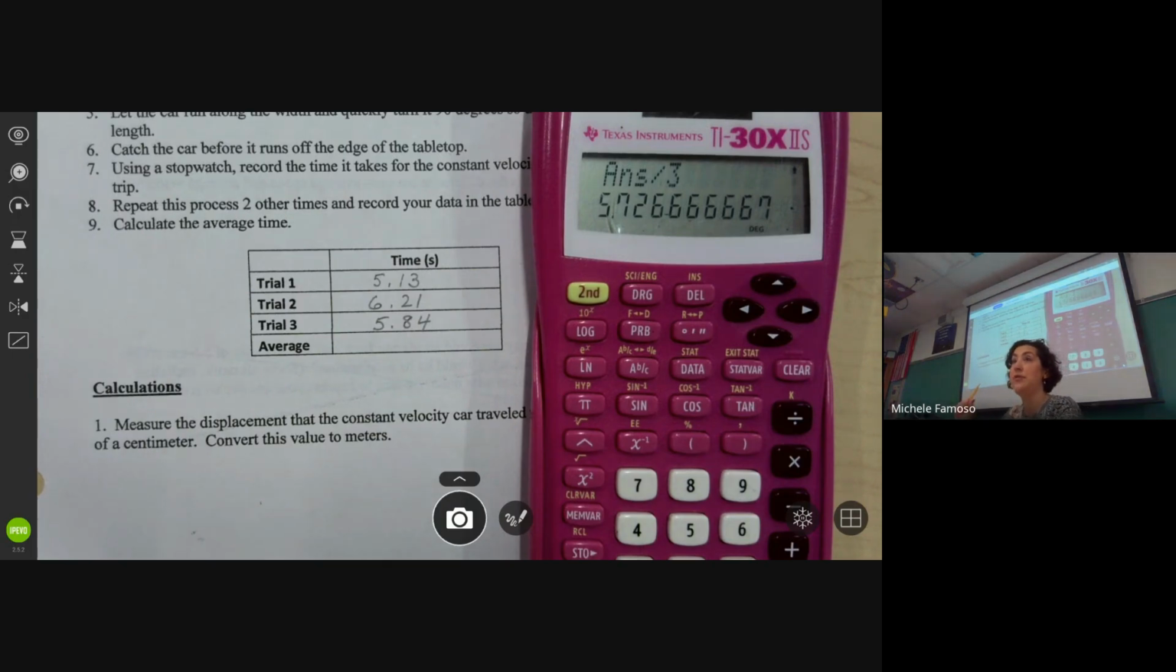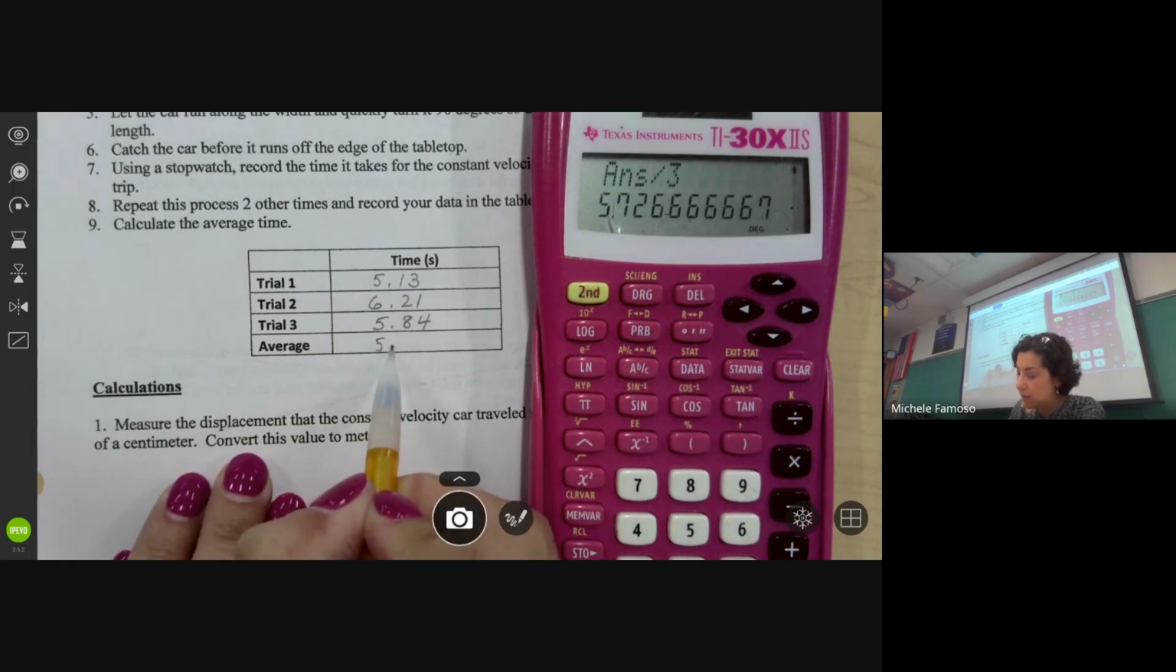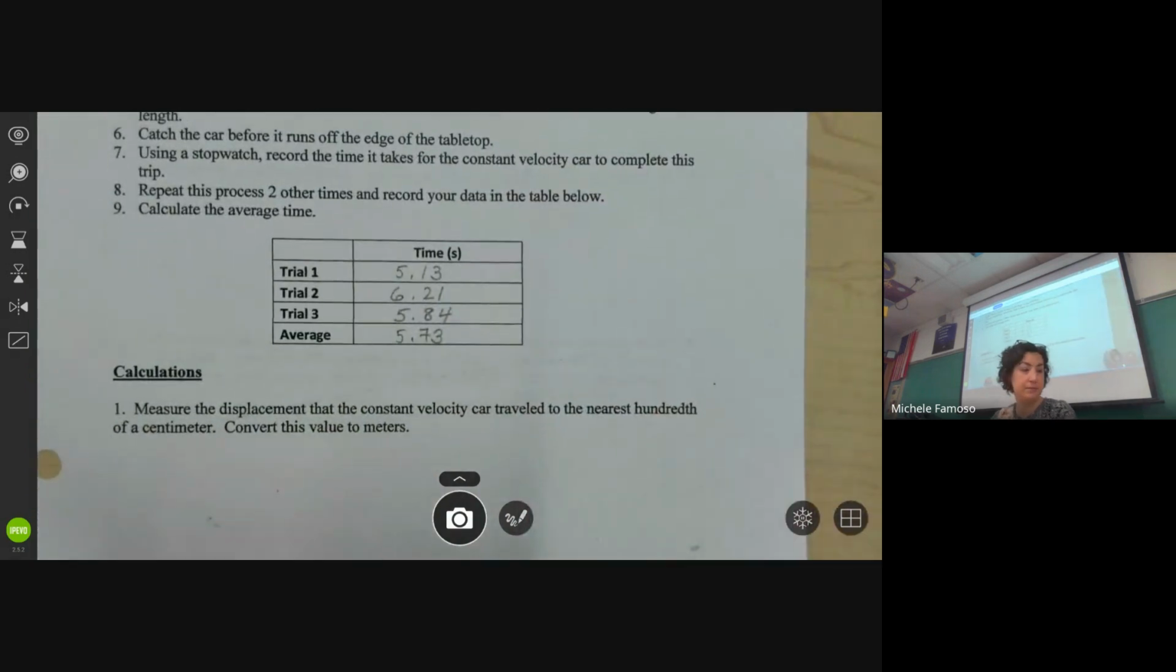Remember, we always round the average to the same precision as the actual data. So since my data goes to the 100th place, I need to round to the 100th place. So my average would be 5.73, and I would record it there. Okay. Check with your partners in your group. You should all be getting the same average.